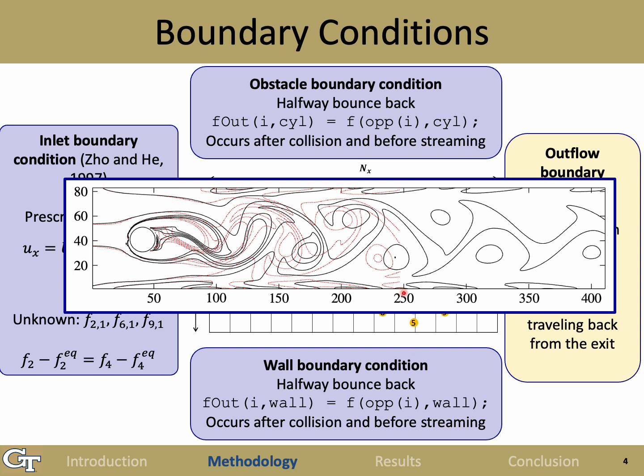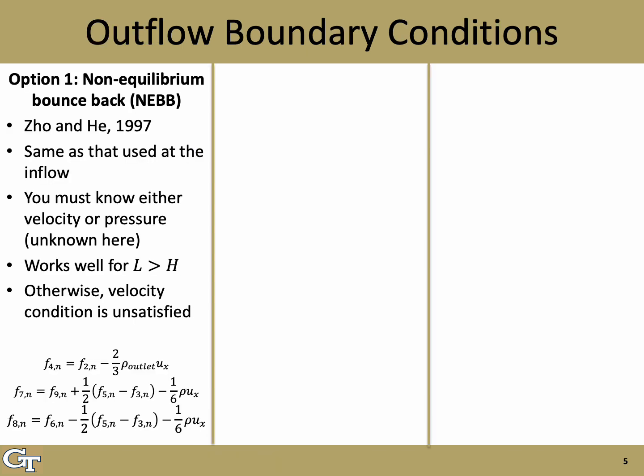Here you can see that the red solution, where the domain stops at 250, does not match exactly the black solution, where the domain stops at 400. This is due to the backpropagation of information. Three different outflow boundary conditions are investigated as part of this project.